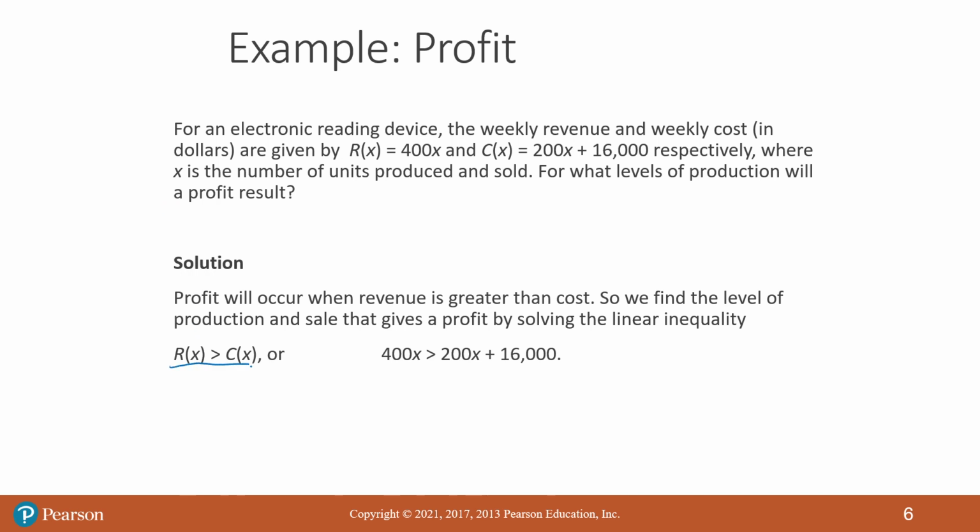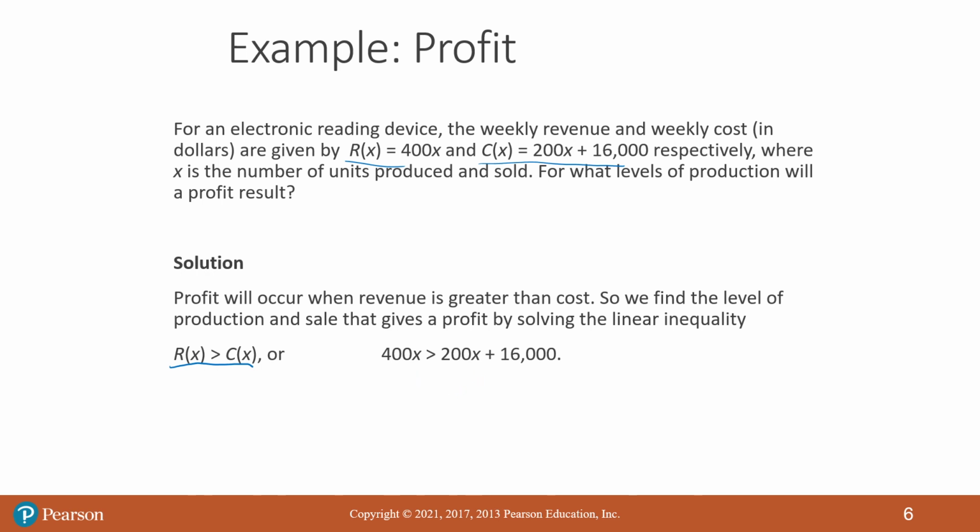Now we don't do greater than or equal to, because if R of x is equal to C of x, then we haven't made a profit, we haven't made a loss, we've broken even. We don't want to break even, we want to make a profit, so we're setting R of x greater than C of x. Now, what we essentially do at this point is we substitute in the R of x function for the R of x, and we substitute in the C of x function for the C of x. So, 400x needs to be greater than 200x plus 16,000, because the 400x represents your R of x, and the 200x plus 16,000 represents your C of x, which is your cost.